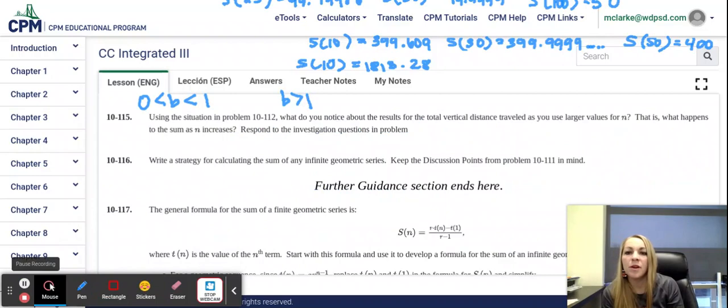So if we look at problem 115, it says using the situation in 10.1.12, that's that bouncing ball problem, what do you notice about the results for the total vertical distance traveled as you use larger values for n? That is, what happens to the sum as n increases? So what I have on your sheet of paper is 2 formulas. What you see on the left side, that's the infinite series formula. So there's 2 that you can work with.